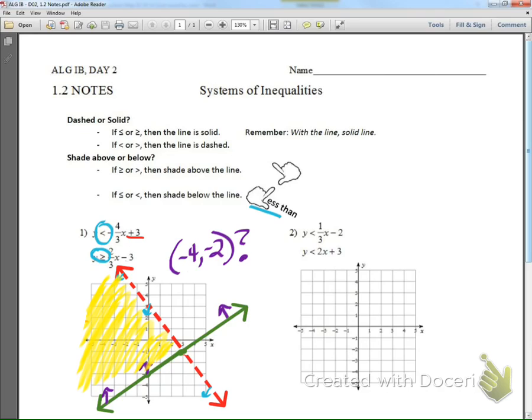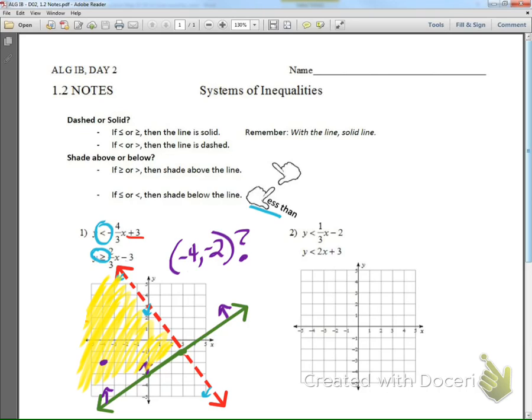On the Algebra ECA, you may be given the graph and the inequality and asked, is a certain point a solution to the inequality? For example, is the point -4, -2 a solution? Well, plot that point on your graph. -4, -2 is right here. So would that be a solution? Yes, because it's in the shaded sector.